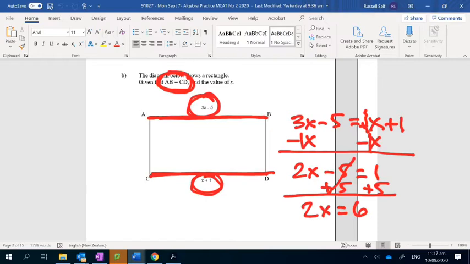Okay? Now, the opposite of multiply by 2 is what? Divide by what? 2. So we'll divide both sides by 2. Over here, that leaves me just plain old x. And what's 6 divided by 2? 3. And there's your solution.